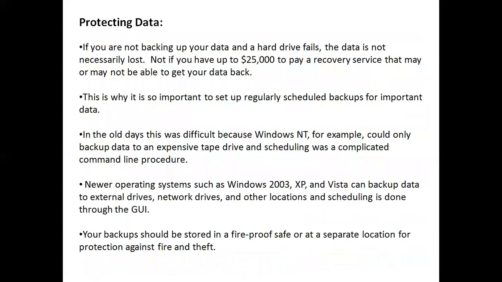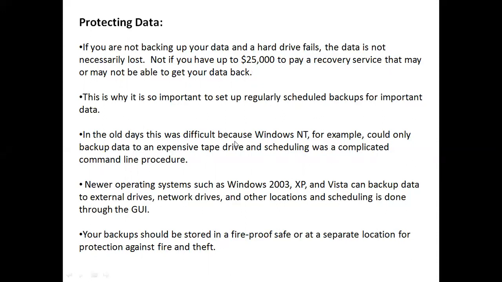Protecting data. If you are not backing up your data and a hard drive fails, data is not necessarily lost, but only if you have up to $25,000 to pay a recovery service that may or may not be able to get your data back. Suppose your hard drive fails, so if you are ready to pay $25,000, maybe you can recover your data, but it's not certain, right? This is why it is so important to set up regularly scheduled backup of important data.